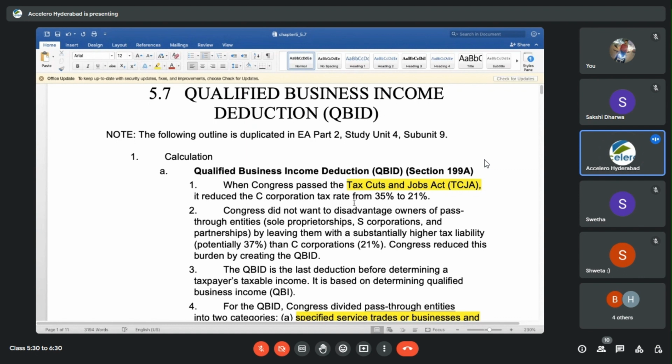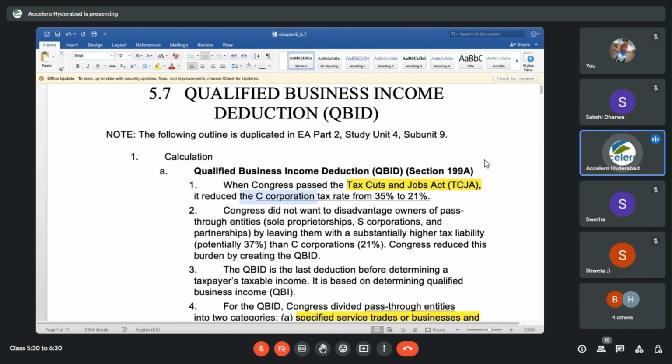But anyway, what I'm trying to say is, TCJA was introduced and the corporation tax rate was cut down from 35% to 21%. That was a big, big cut. And obviously the entire US corporate and business community really appreciated that, because it's not like a 1 or 2 point cut here and there.